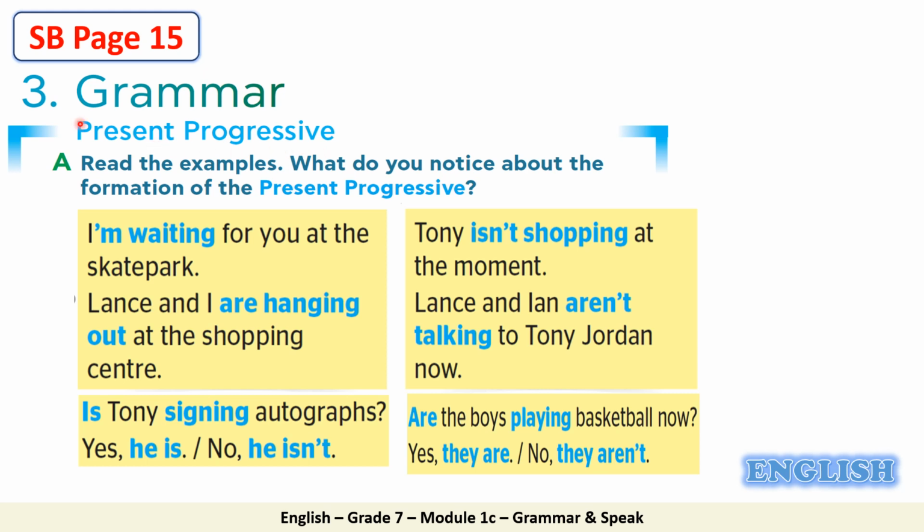Let's together read the given instructions for task A. Read the examples. What do you notice about the formation of the present progressive? Let's read the given examples. I'm waiting for you at the skate park. Lance and I are hanging out at the shopping center. Tony isn't shopping at the moment. Lance and Dean aren't talking to Tony Jordan now.